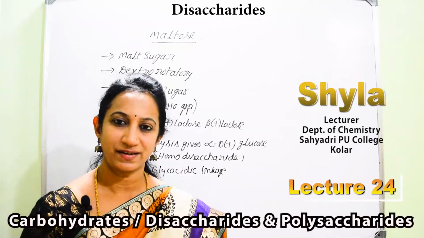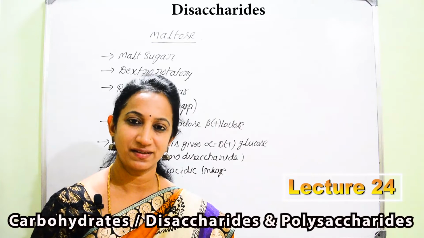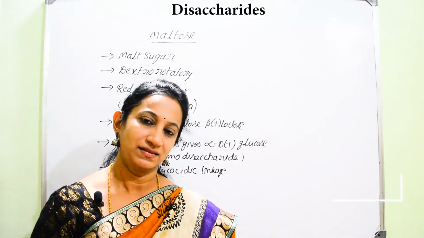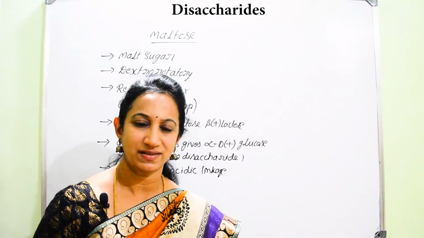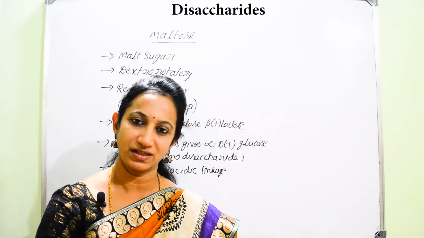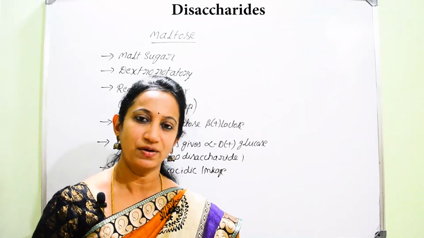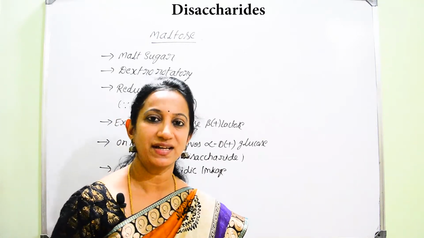So the next disaccharide we are going to start with is maltose. Maltose is present in cereals like barley. You can remember that barley is one of the cereals, and it is also present in wheat. Wheat is rich in this maltose. Now, maltose is a disaccharide.